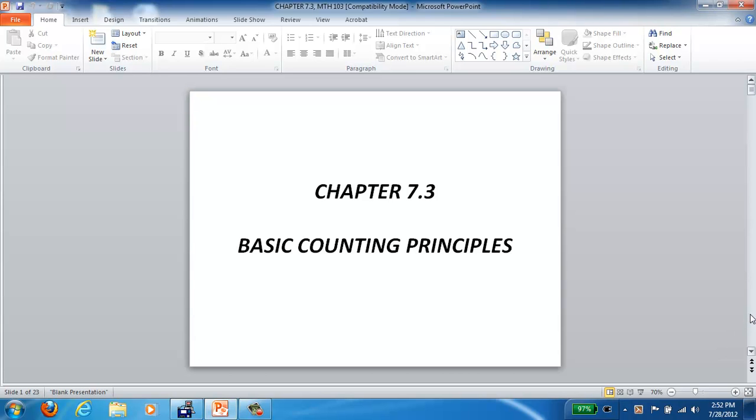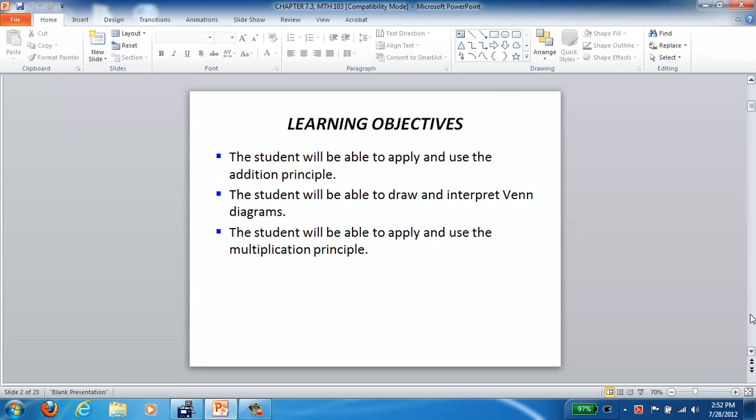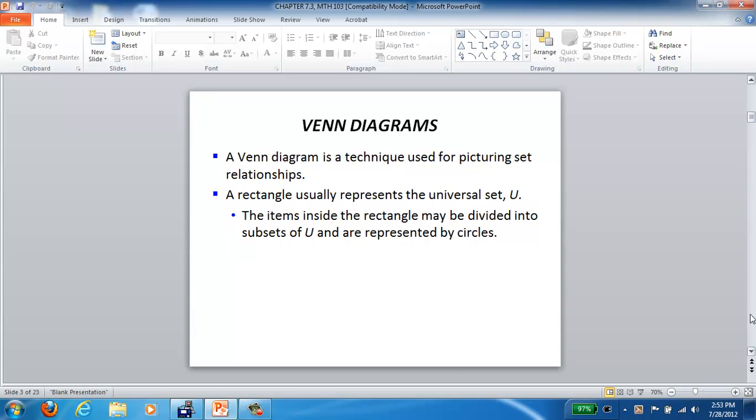Let's talk about chapter 7.3, basic counting principles. This is a small summary of what we will cover in this section. We will talk about the addition principle, how to create Venn diagrams, which is the most important, and the use of the multiplication principle. A Venn diagram is a technique that is used for picturing set relationships.